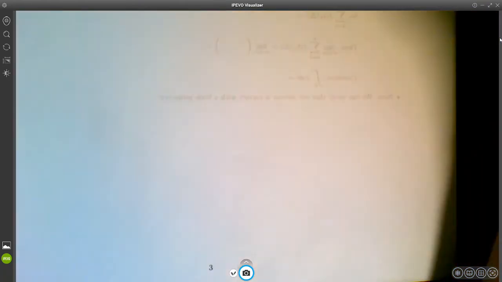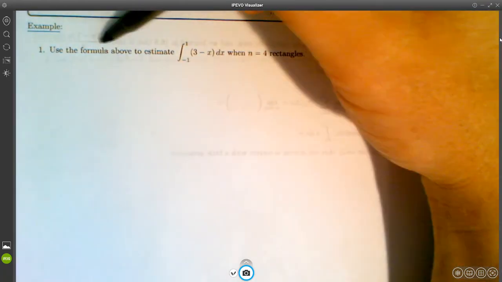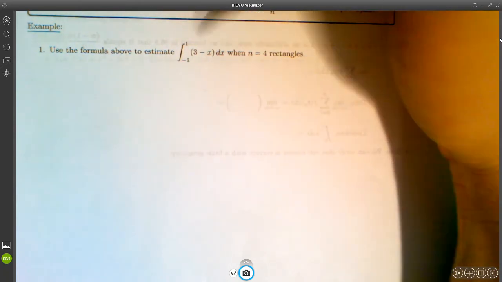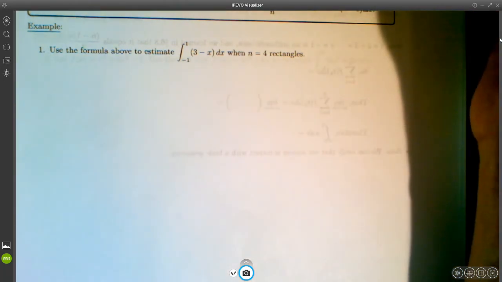But let's do an example so that we see clearly what it is that we're talking about. So let's use the formula above to estimate the integral from -1 to 1 of 3 minus x when n equals 4 rectangles.